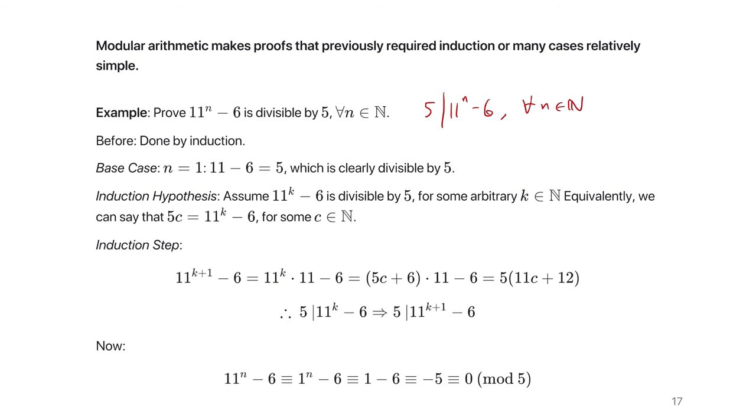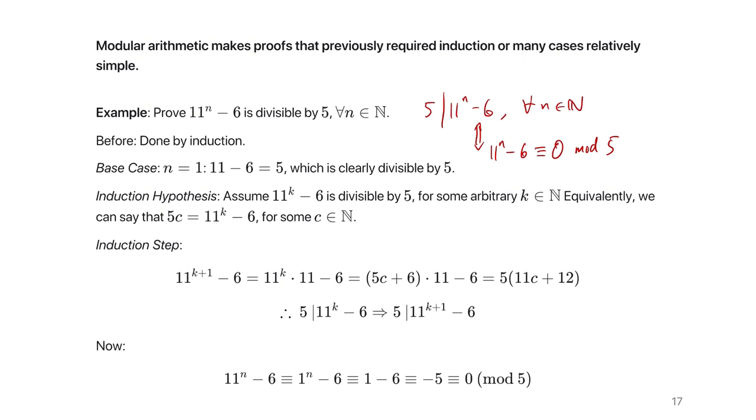Okay, we can do our base case, induction hypothesis, induction step. I believe a proof very similar to this was on the quiz. And you know, this is something that we've become accustomed to now. But now with modular arithmetic, this is equivalent to showing 11 to the n minus 6 is equivalent to 0 mod 5.